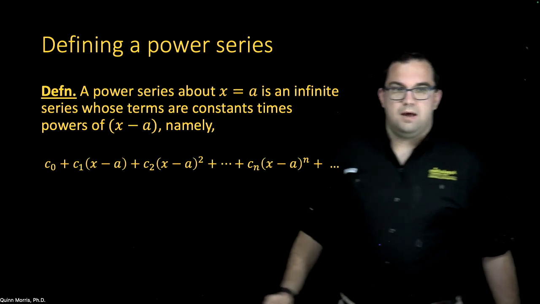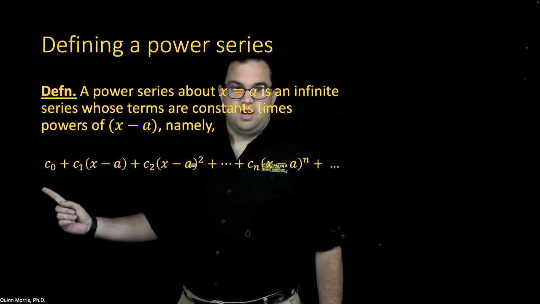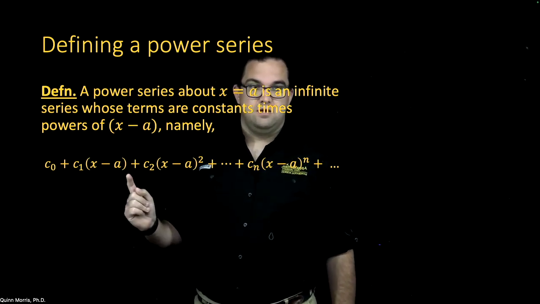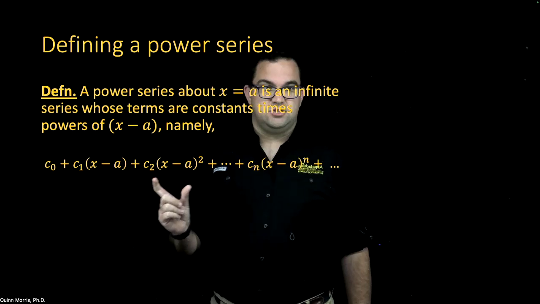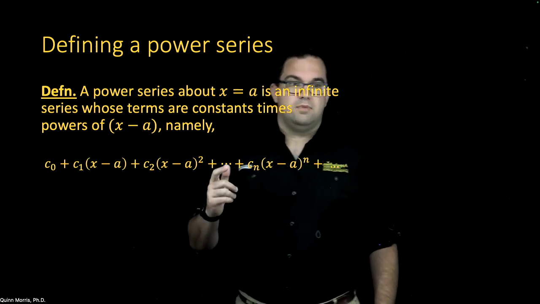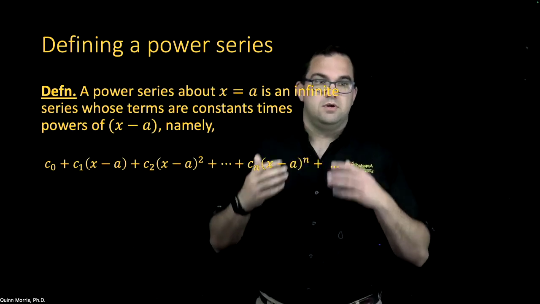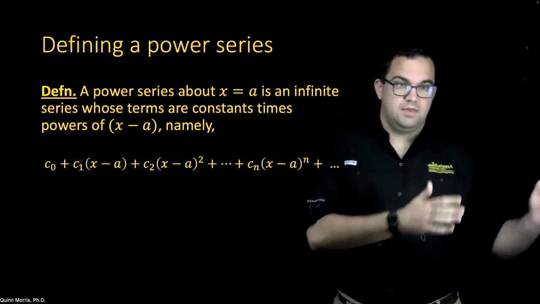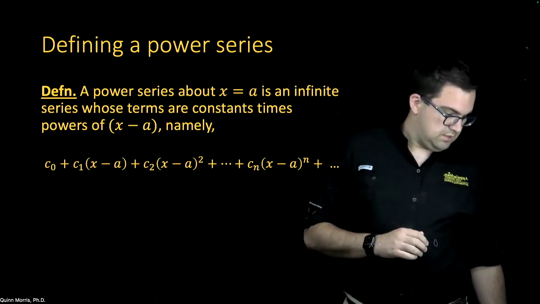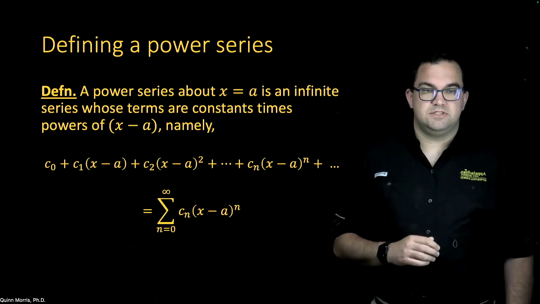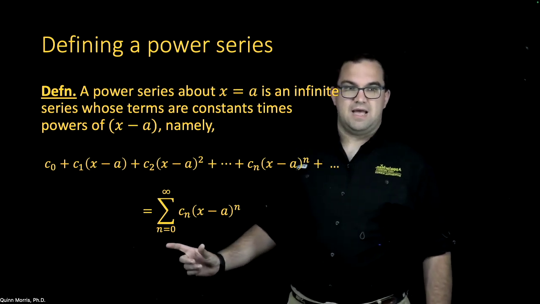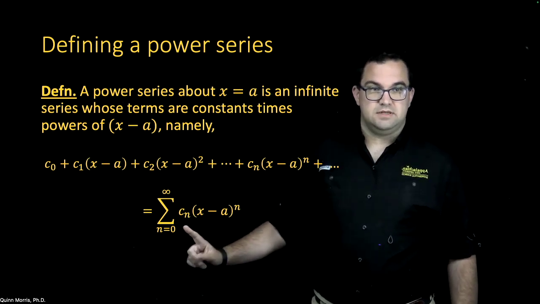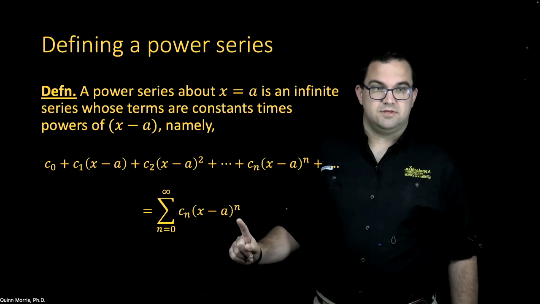This looks like some constant c0 plus another constant c1 times x minus a, plus some other constant c2 times x minus a squared, plus another constant times x minus a cubed, and so on, plus a constant times x minus a to the n, and so on. Now, using series notation, we can write this as the sum from n equals 0 to infinity of some constant times x minus a to some power.